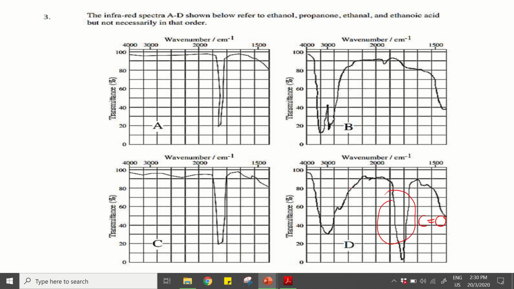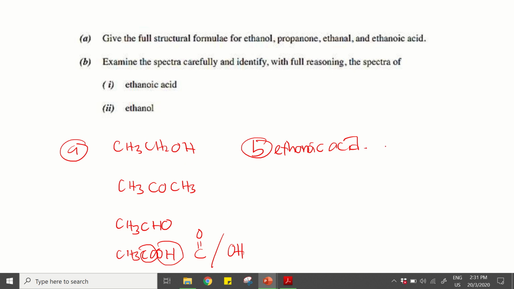Check your data booklet again. So this must be the carboxylic acid, and carboxylic acid must have OH. OH always has a broad peak here. It's always due to OH. It can be an alcohol, it can be a carboxylic acid. So with the combination of OH and C double bond O, we can say D is actually a carboxylic acid. So your answer for ethanoic acid is supposed to be spectrum D.